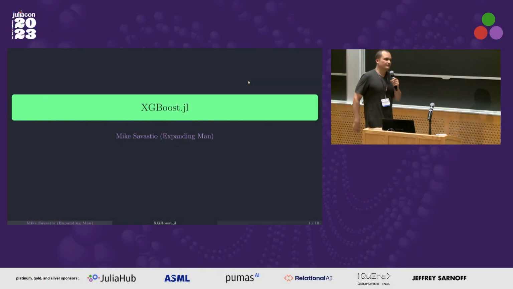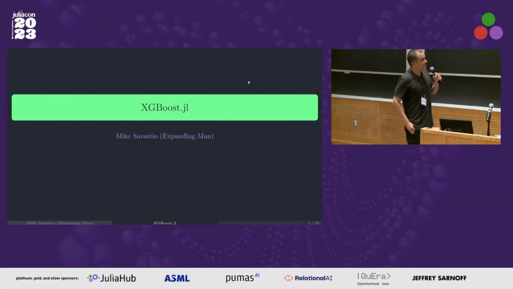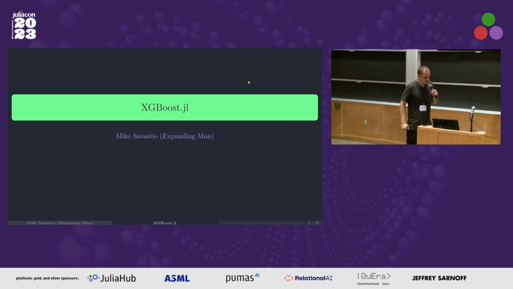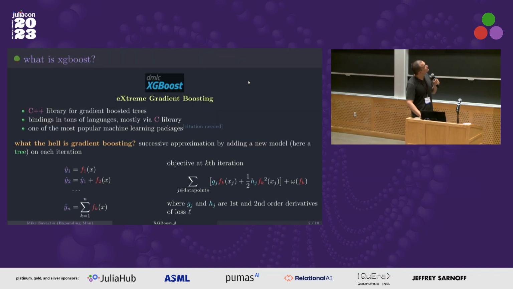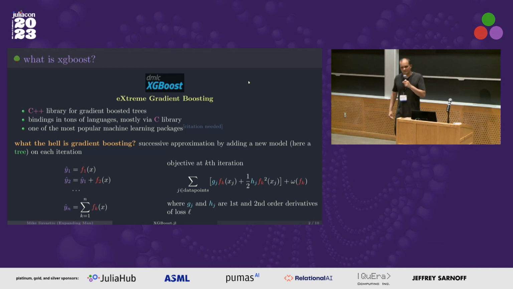So this is on the refreshed wrapper for XGBoost. For anybody who's not already aware, XGBoost is a really popular C++ machine learning library for mostly gradient boosted trees, gradient boosting in general. If you've done much machine learning, you've probably heard of it. It has wrappers in just about everything.